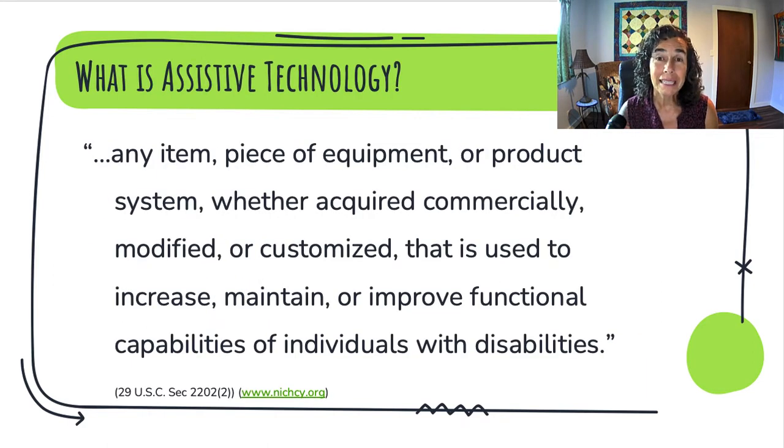So what is assistive technology? Well, it is any item, piece of equipment, or product, system, whether acquired commercially, modified, or customized, that is used to increase, maintain, or improve functional capabilities of individuals with disability. Now, that is a huge mouthful. Basically, it's the stuff that OTs use to help individuals who have a range of disabilities.